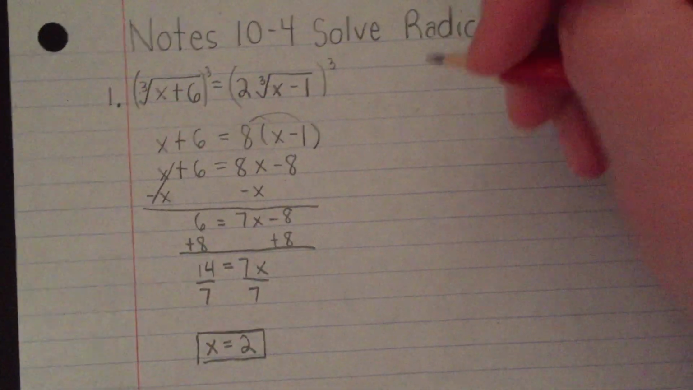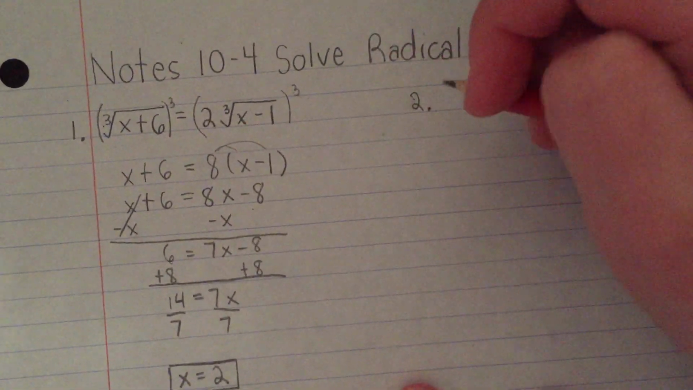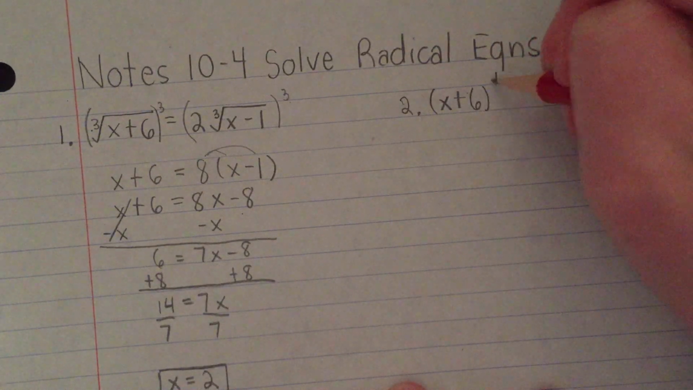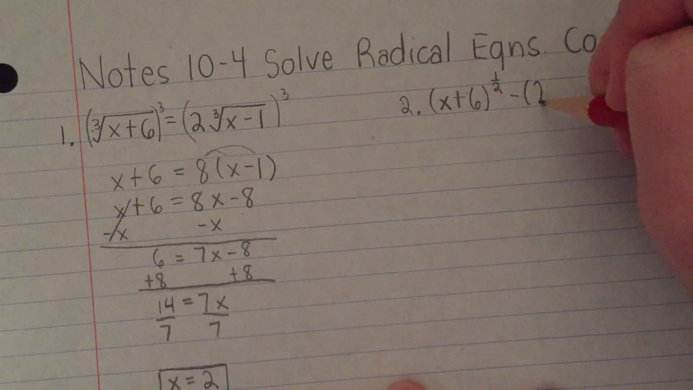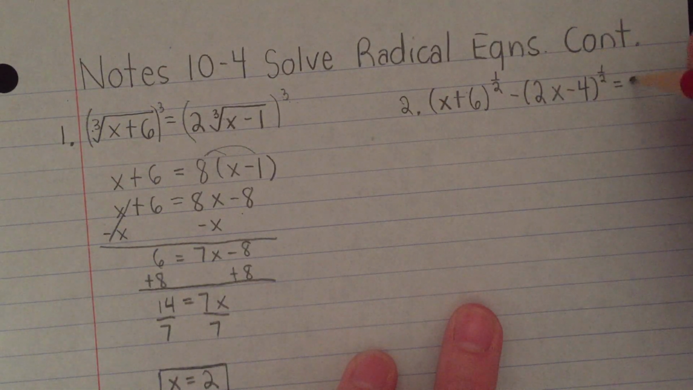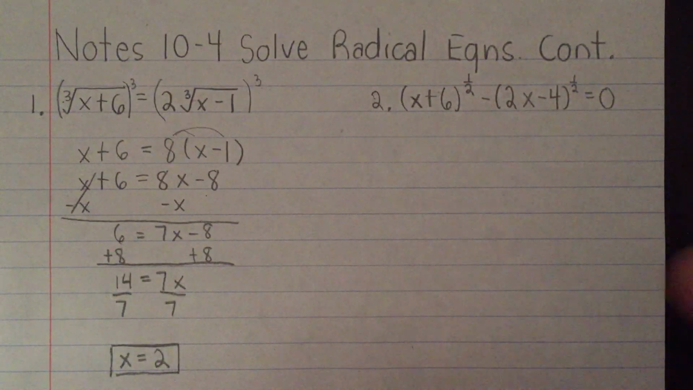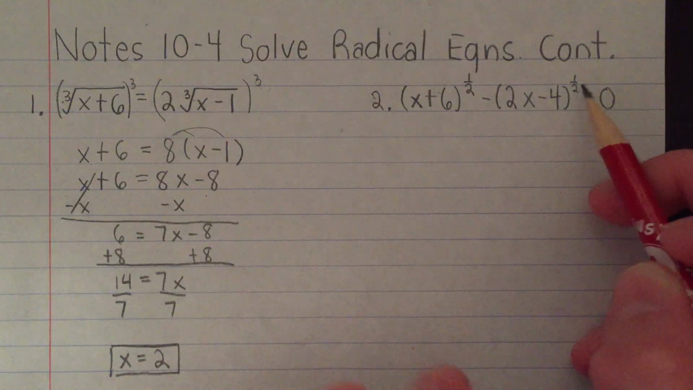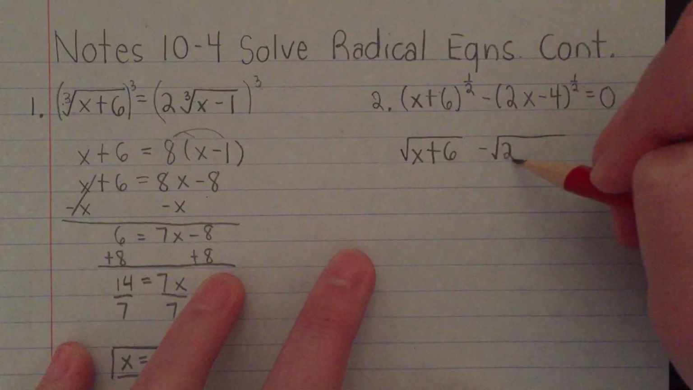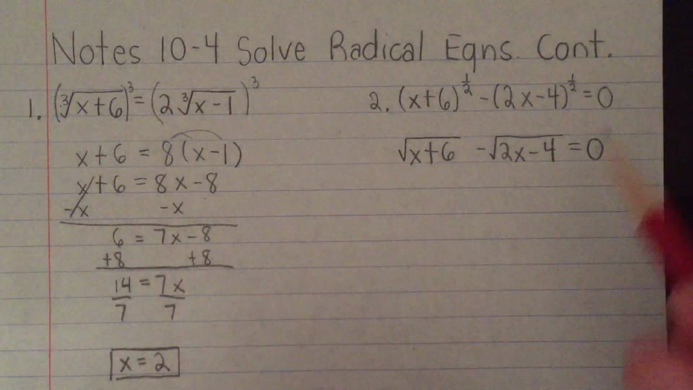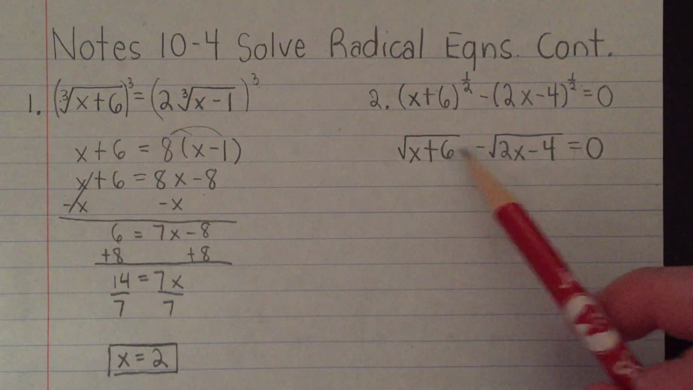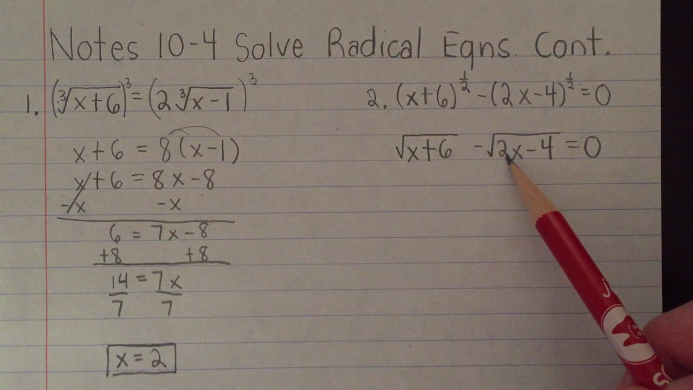So example number 2 is quantity x plus 6 raised to the 1/2 power minus quantity 2x minus 4 raised to the 1/2 power equals 0. So on this one, I've got something raised to the 1/2 power. That essentially means square root. So square root x plus 6 minus square root 2x minus 4 equals 0. Okay, because if I square this side and then square this side, I'm going to have to FOIL. This is ugly. This is a binomial. I would have to FOIL. I would not want to do that.